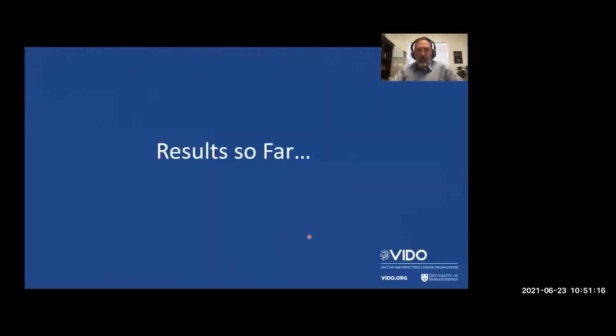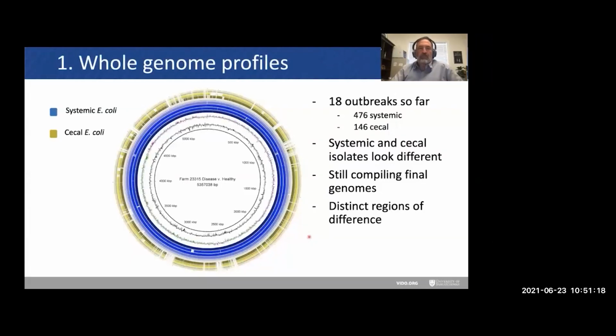And so our results so far. The first thing is looking at the whole genome profile. Each one of these circles represents the chromosome of an E. coli strain, the complete complement of genes. And you can see that the systemic E. coli from an outbreak look like each other. Remember, there's up to 3 birds. And then the cecal E. coli is here in yellow.